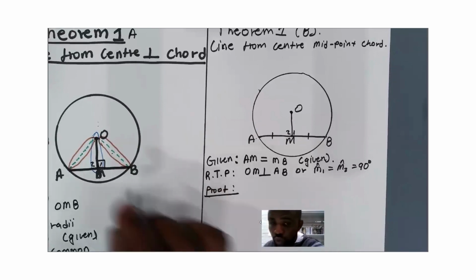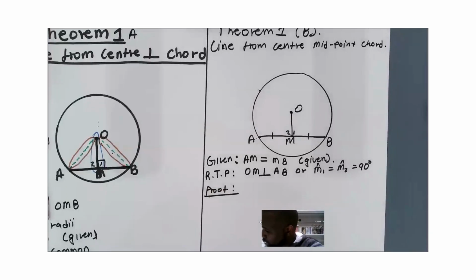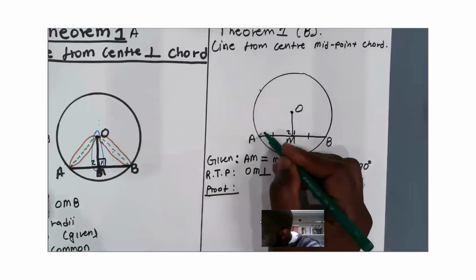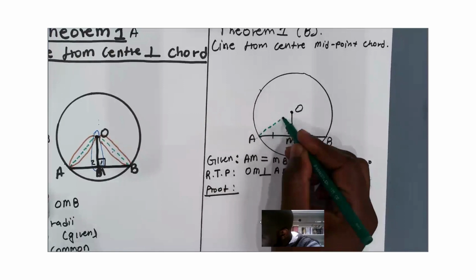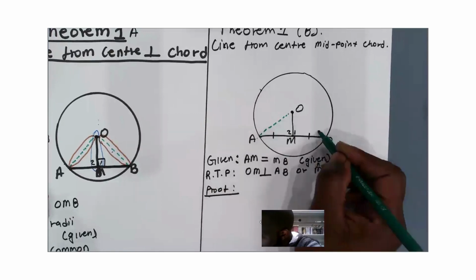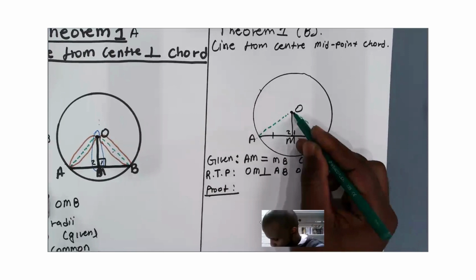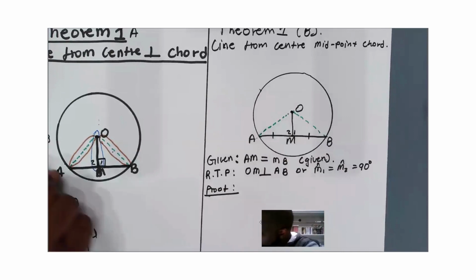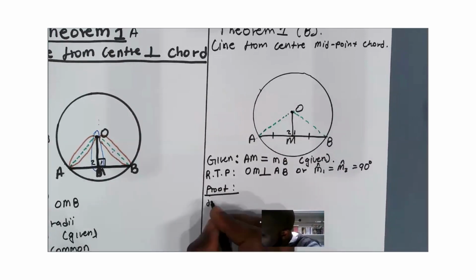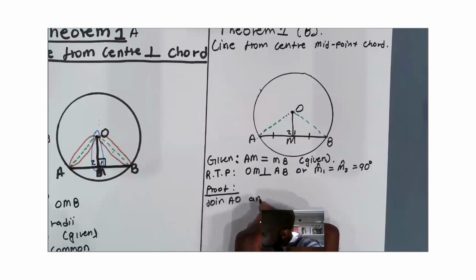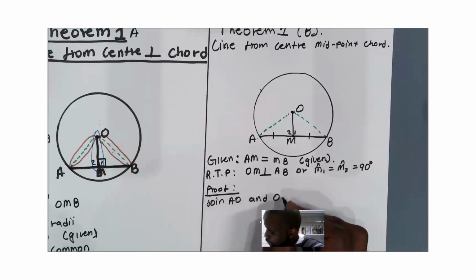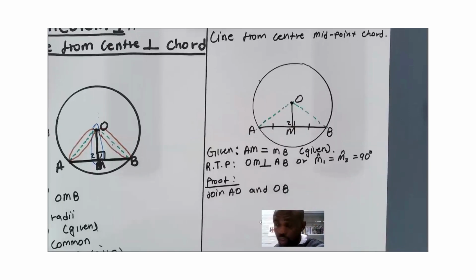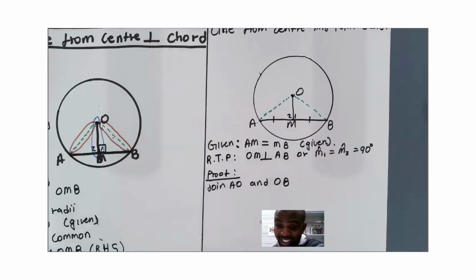Remember, before we prove, we need to do our construction. Then let's construct here our radius. We're constructing our radius. So now we can say here we've joined A, O, and we have joined O, B. That's what we have joined. Our radiuses, we call them radii.